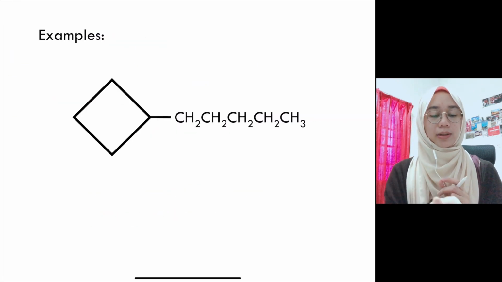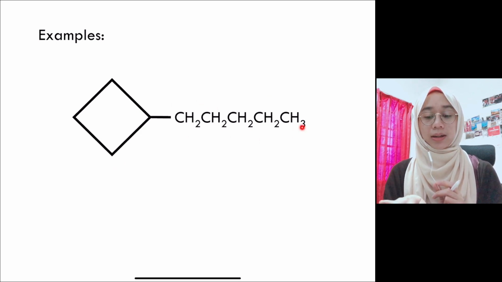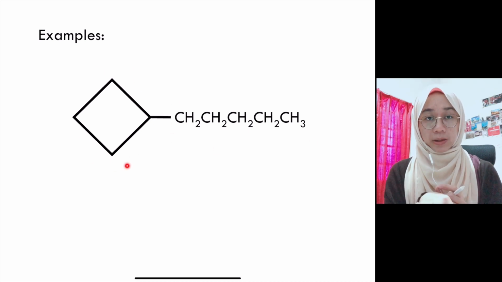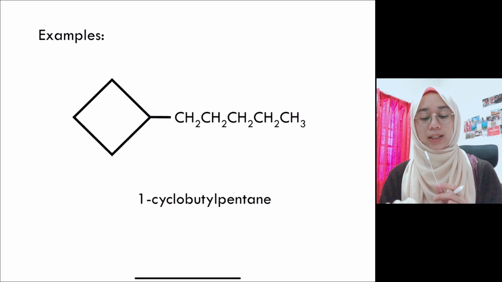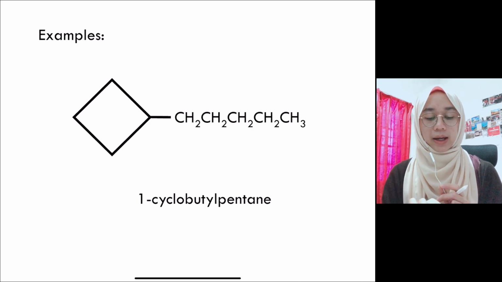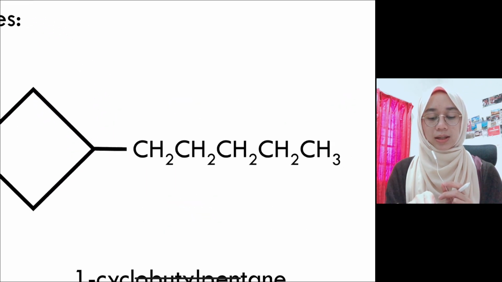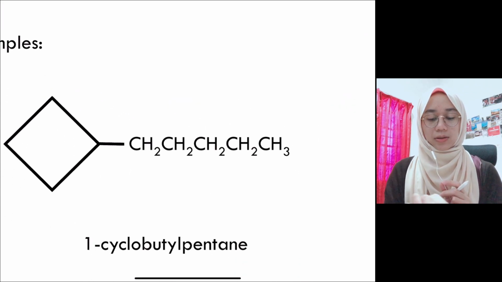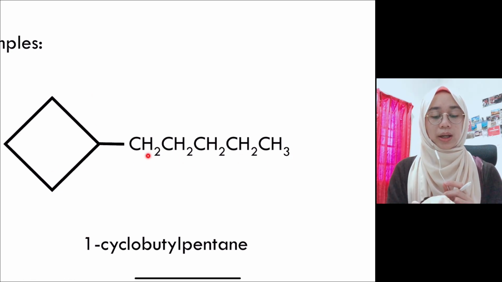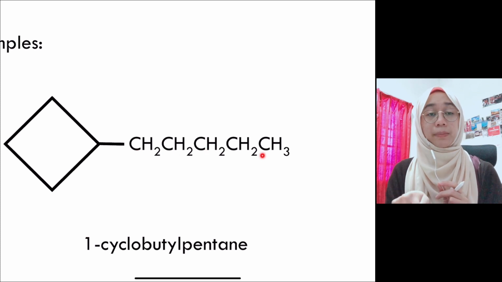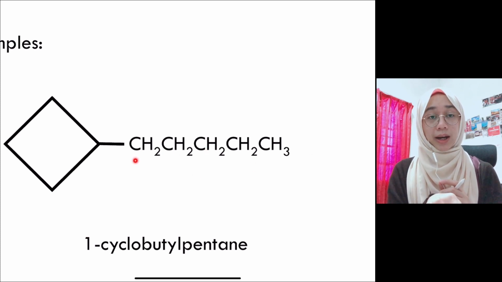Okay, so let's look. For example, the ring here has 4 carbons, but the straight chain here has 5 carbons. Therefore, this one wins. So this will be the parent, and this will be the substituent. Therefore, the name will be 1-cyclobutylpentane. Okay, so you need to give numbering, don't forget. Since the parent is pentane, the cyclobutyl can be at any carbon here. Since it is at carbon number 1, you need to give the number: 1-cyclobutylpentane.